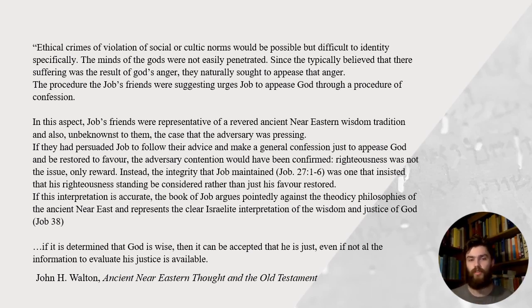But instead, the integrity that Job maintained, and indeed continued to express that he was in the right, insisted that his righteous standing with God was far more important than just getting favor or being blessed by God, which is against what the adversary is saying. If this interpretation is accurate, the book of Job argues pointedly against the theodicy philosophies, the God judgment philosophies of the ancient Near East, and actually represents the clear Israelite interpretation of God's wisdom and justice. So this is the whole purpose of the book.